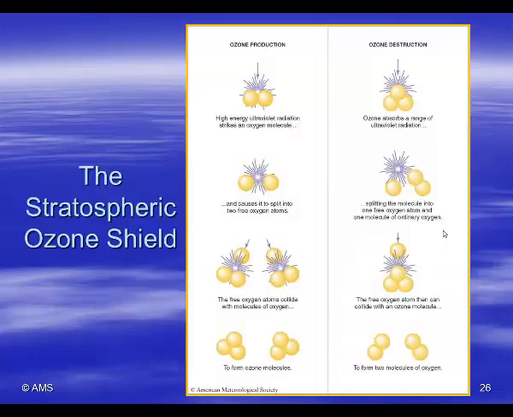So for ozone production, what happens is we have oxygen molecules, and we said they're diatomic molecules. Ultraviolet radiation comes in and strikes this oxygen molecule. It splits the two oxygen atoms apart. Now we have two free oxygen atoms that are moving pretty fast. They smack into another oxygen molecule, and we're left with three oxygen atoms that have formed a molecule.